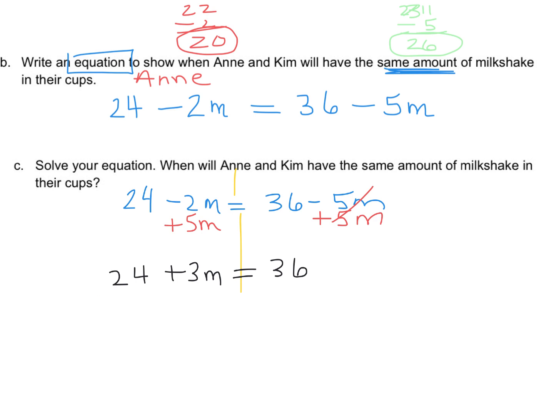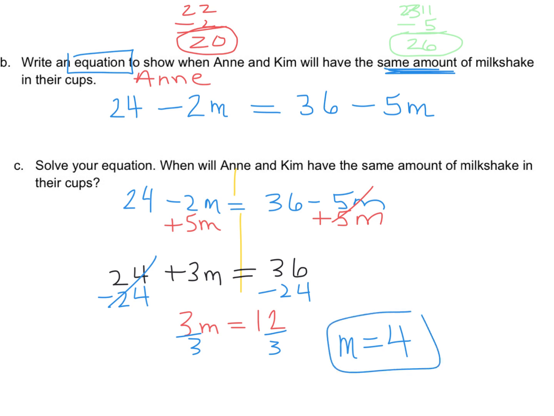And then we're going to continue to use our skills here using inverse operations. Okay, so that leaves me with 3m equals 12. And then my final step, divide by 3, divide by 3. So at the 4-minute mark, they would have the same amount of milkshake.